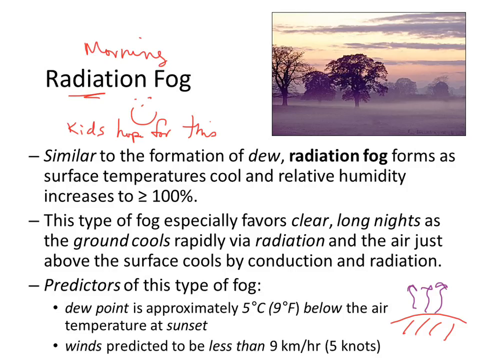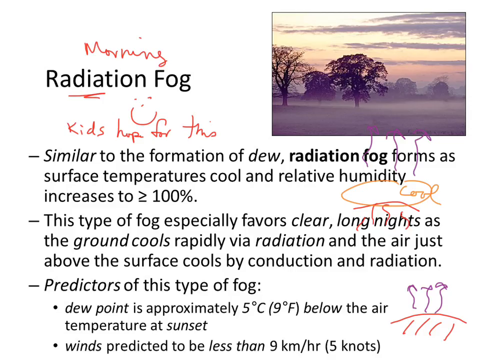So with radiation fog, there are no clouds, it's favored during clear skies. Here's my Earth again, and my radiation is up here. Basically we have a cool region right here. The Earth has re-radiated all the energy it got during the daytime. So that cool pocket makes this radiation fog.